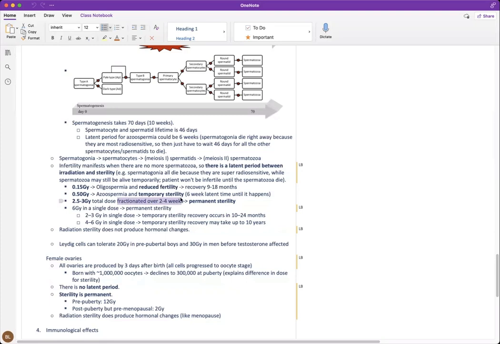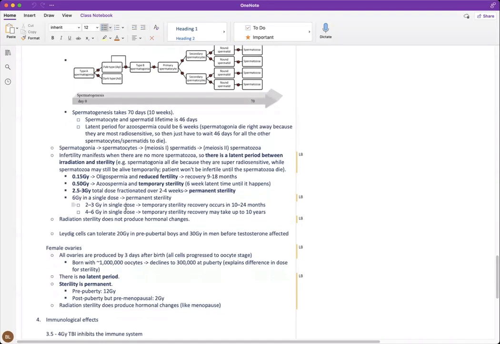How about in a single dose? 6 gray in a single dose leads to permanent sterility. And then here's just some other single dose ranges. 2 to 3 gray in a single dose, temporary sterility, and recovery takes about 1 to 2 years. 4 to 6 gray in a single dose, temporary sterility, but recovery can take up to 10 years.